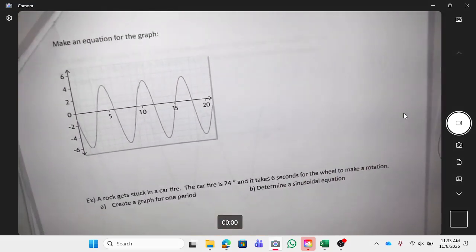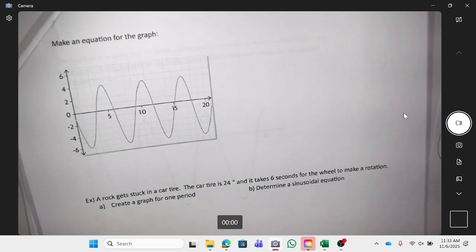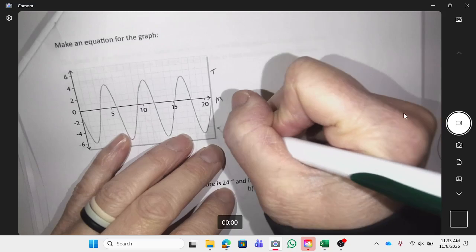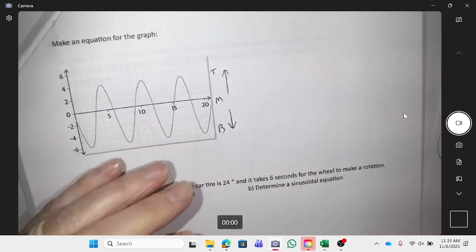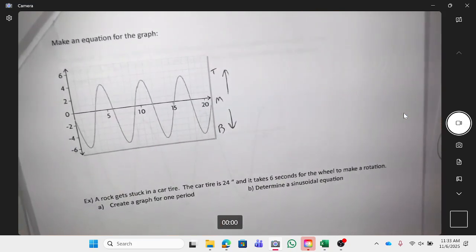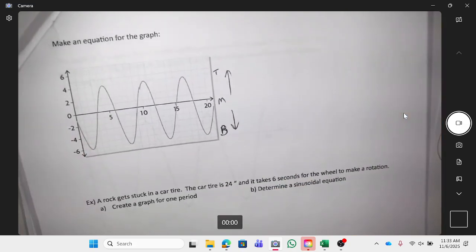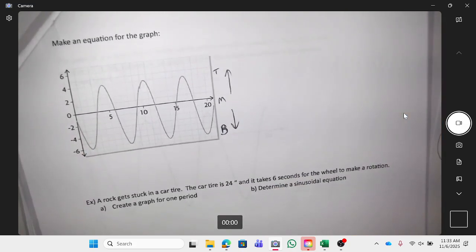Okay, make an equation here. We're going to make an equation. We're given a graph. So, can you figure out all the A and D stuff for me using my little tool? I don't know, I just made this up. This gets me all my A and D values here somehow.